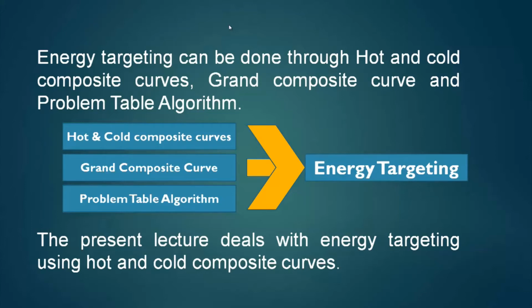Hot and cold composite curves are a graphical method. Grand composite curve is also a graphical method, which is derived from hot and cold composite curves or can be derived from a problem table algorithm. And the problem table algorithm is an algebraic algorithm to find out the energy targeting.